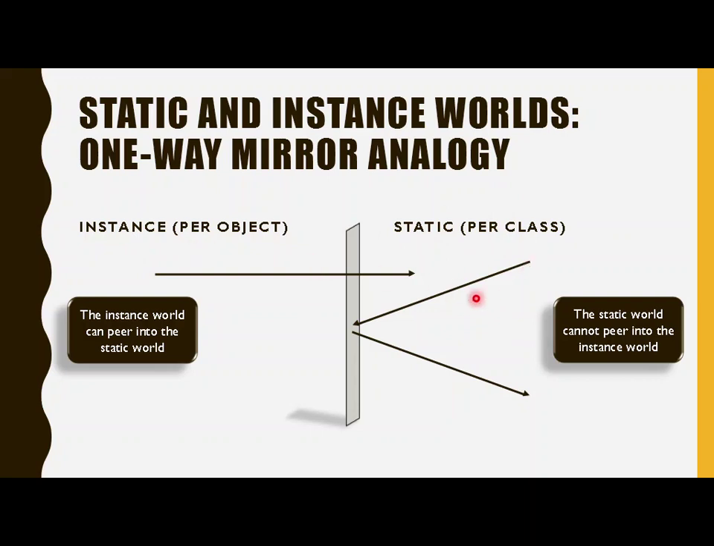So we want to think about this fact and be clear about it, because you're going to see this when you try to misuse these things. When you try to compile and run, you're going to see this thing that says you can't use instance data from a static context. So you're going to see this. Remember this one-way mirror analogy. Maybe that'll help as we go along.